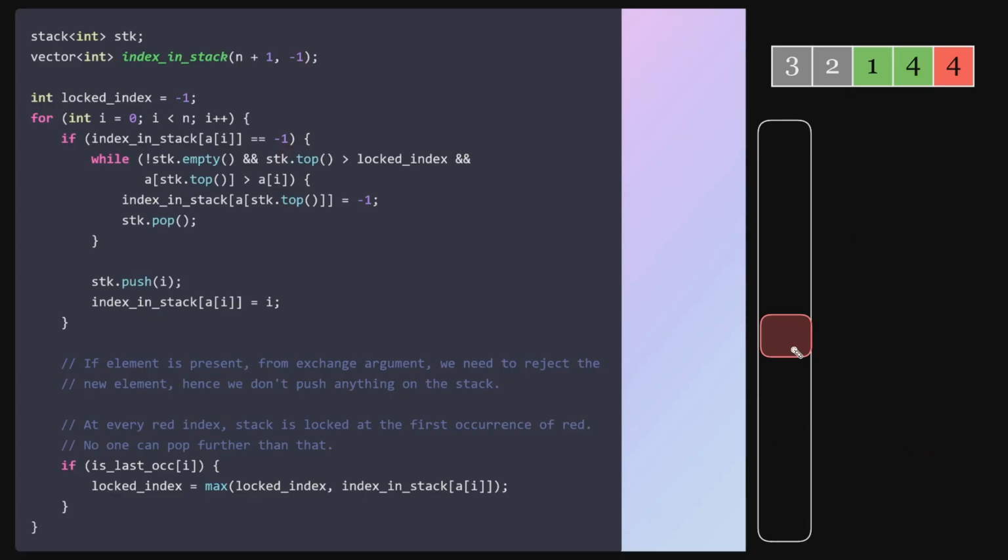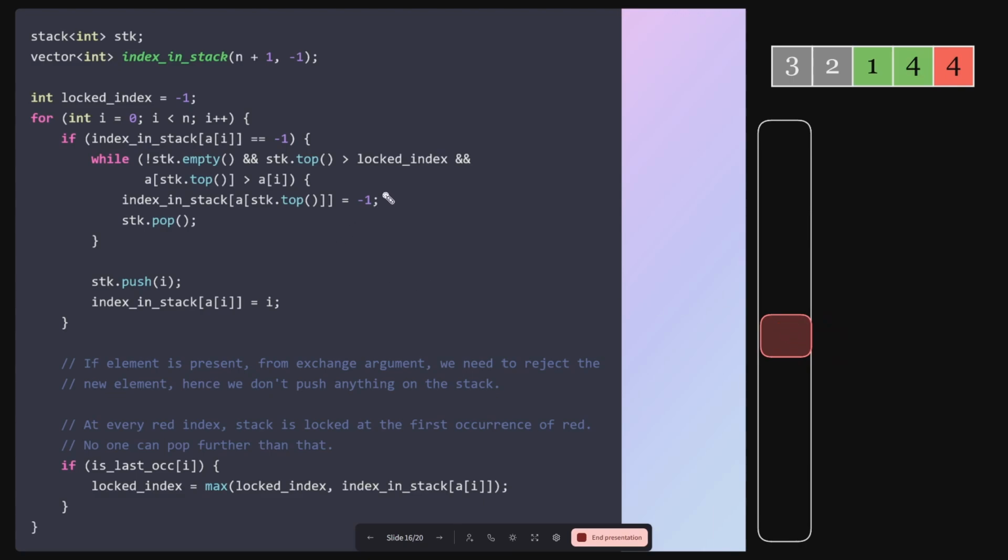Here is a simple implementation of the stack based idea. You iterate through the list of candidates in the prefix, and if that candidate is not present inside the stack, you add it on the stack. But just like we do in the next greater element problem, we will remove all the candidates from the top of the stack that have become unrealistic. But we need to make sure that we never pop further than the locked index that we have over here.